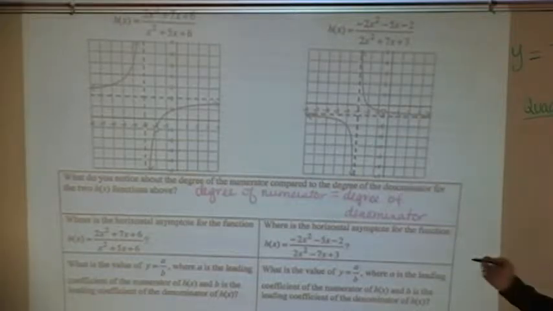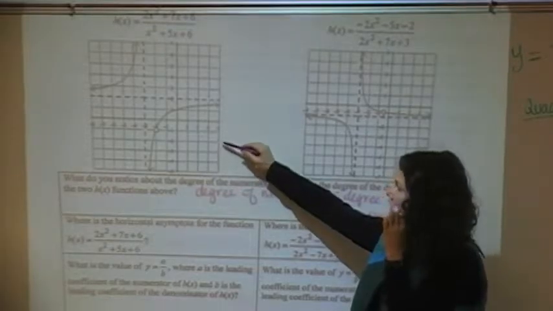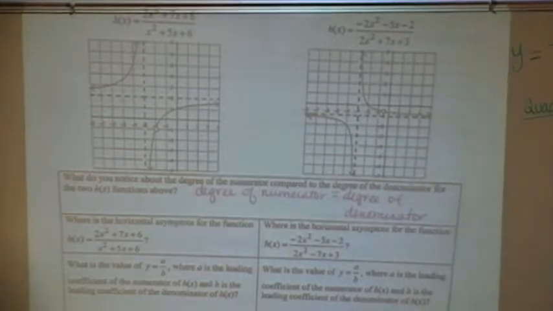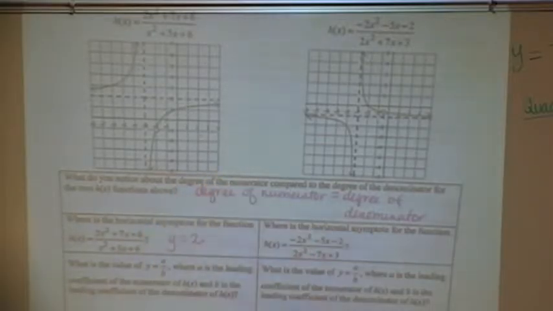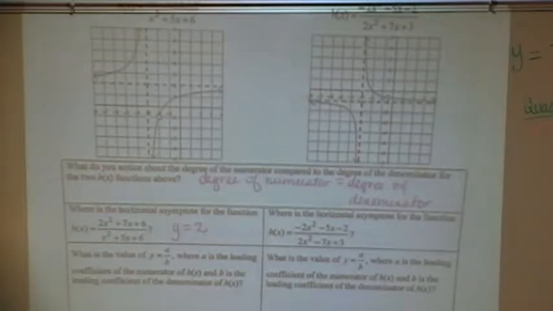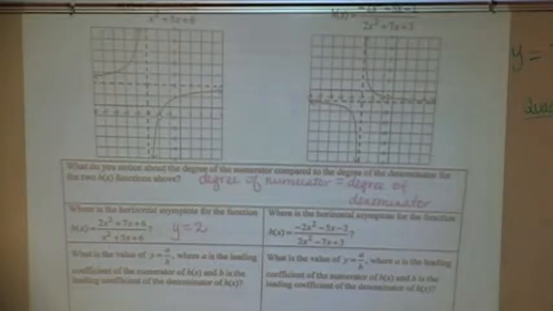Alright, so let's look at the first one. Where is the horizontal asymptote? y equals 2. What is the value of y equals a over b, where a is the lead coefficient of the numerator and b is the lead coefficient of the denominator? It's 2 over 1.